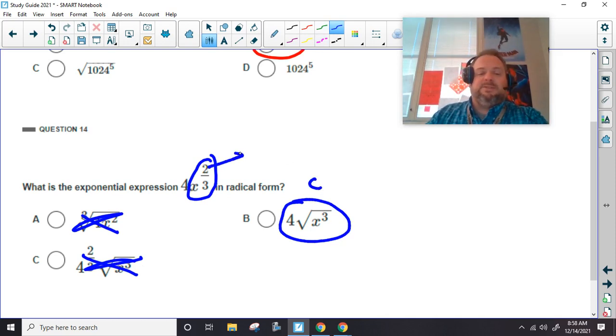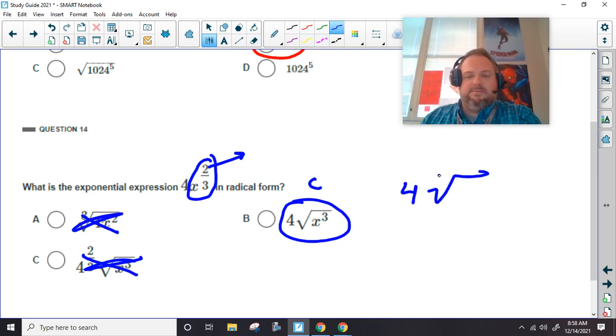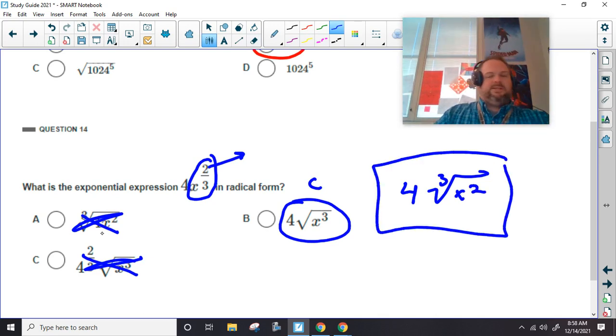Because remember, the top power, actually, nope, nope, nope. Actually, that one's wrong. This is wrong, so I got to fix that. This should actually look like this. So that's number 14.